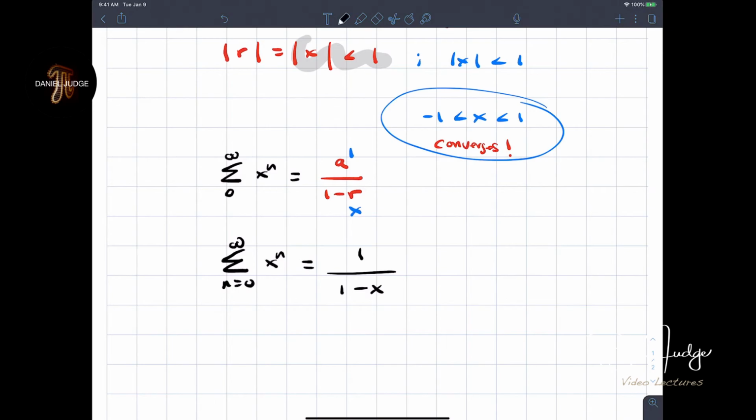Let me expand it for you so we get a clearer picture. 1 plus x plus x squared plus x cubed and so on is equal to 1 over 1 minus x. And that's only the case for values of x in this interval. So, ladies and gentlemen, this is where we're at here.